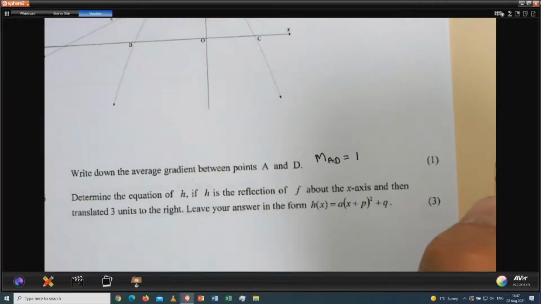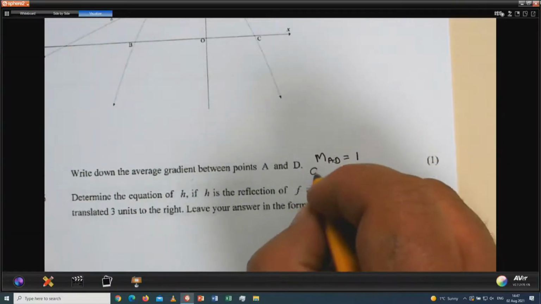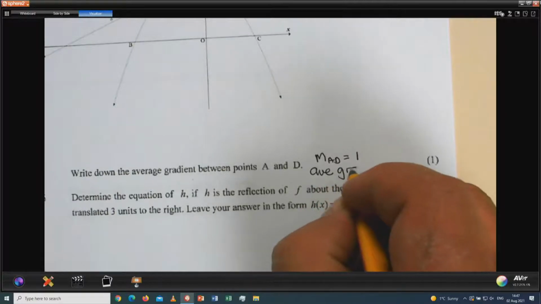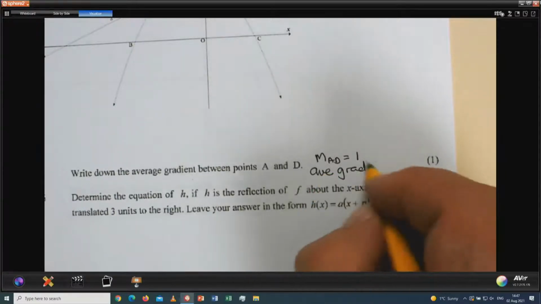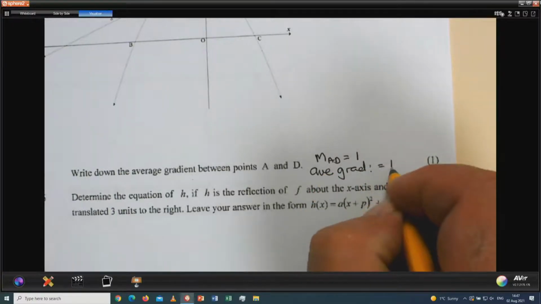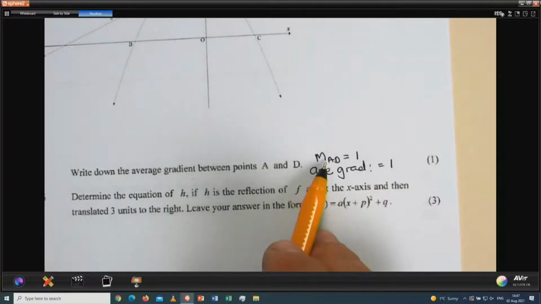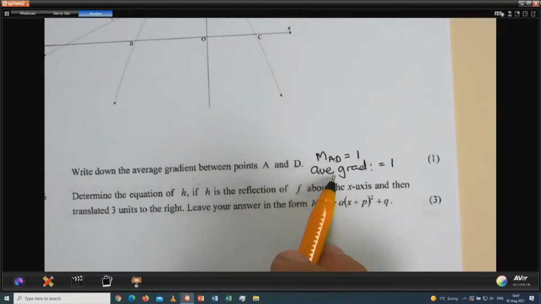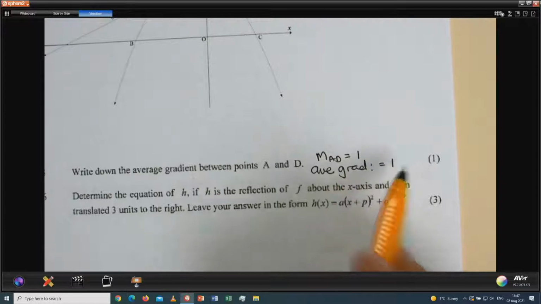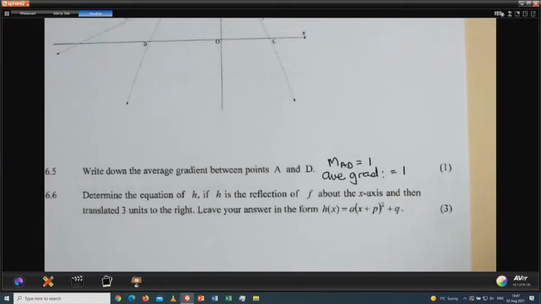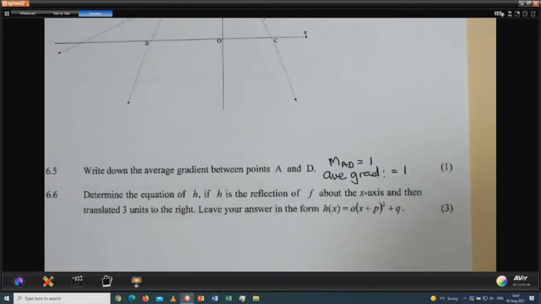That we did from 6.4. So the average gradient also is equal to 1. It's the same as the gradient of AD. The average gradient is the gradient on a curve, is the gradient of a straight line passing through the 2 points. So the gradient of the line AD is 1, so the average gradient between the same 2 points is also 1. Right, and then the last question.